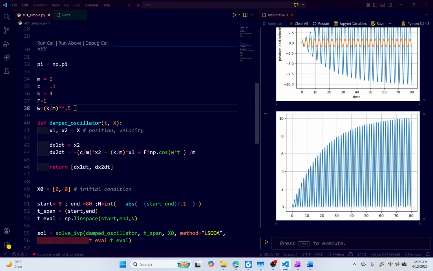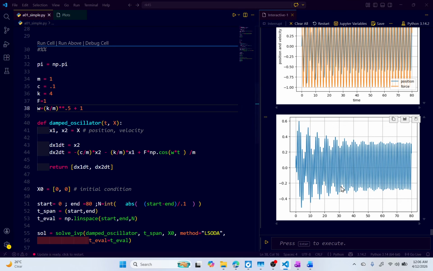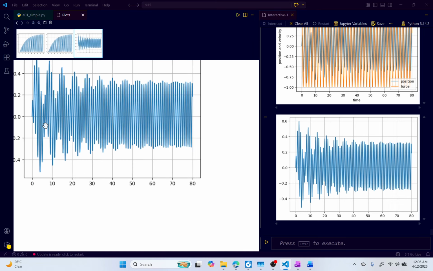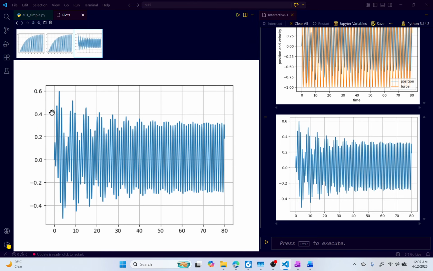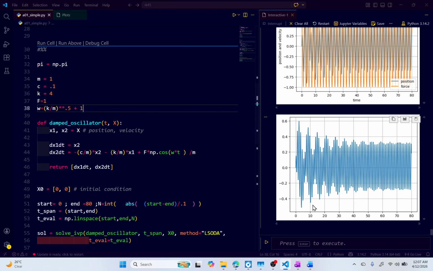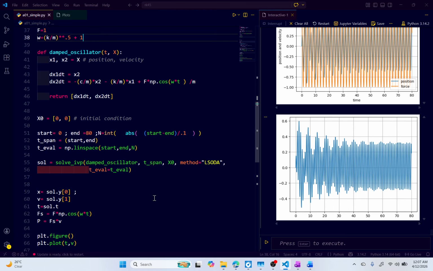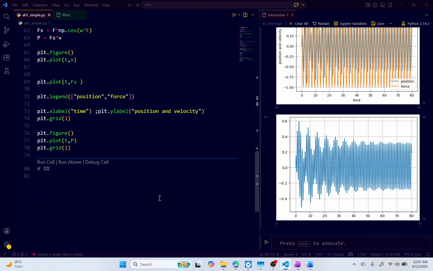But if I mismatch something, like let's say if I break the resonance, and then let's see what it is. Oh, now you can see the power is sometimes positive and sometimes negative. That means the force is sometimes giving power, sometimes taking power. That means the average power is 0. So this is the method of solving a differential equation with code.